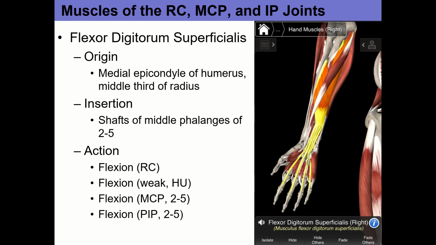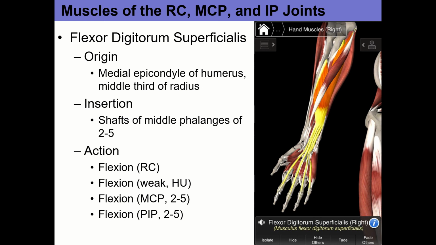Those two come together, and then the tendon splits into four, just like when we talked about extensor digitorum. Then it inserts on the middle phalanges of digits 2 through 5. That insertion site is going to be important, because since it inserts on the middle phalanx, here, here, here, and here, rather than the distal phalanx, it can't cause any action. It can't move the DIP, the distal interphalangeal joints, because it inserts here, right?